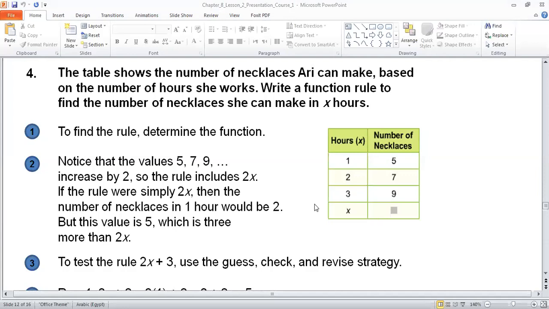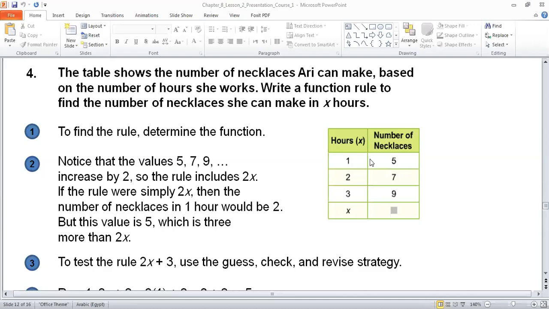So we said that 2 times 2 will be equal to 4. Plus 3 gives me out. So each time I will multiply by 2, and after that I add 3.